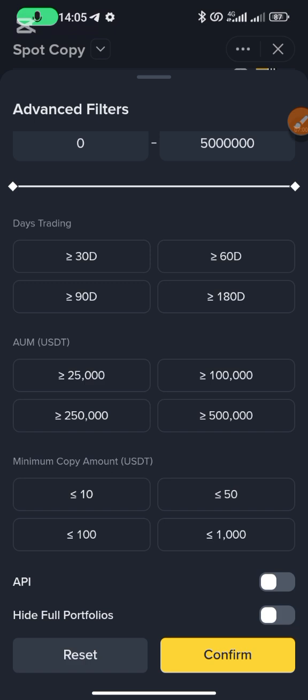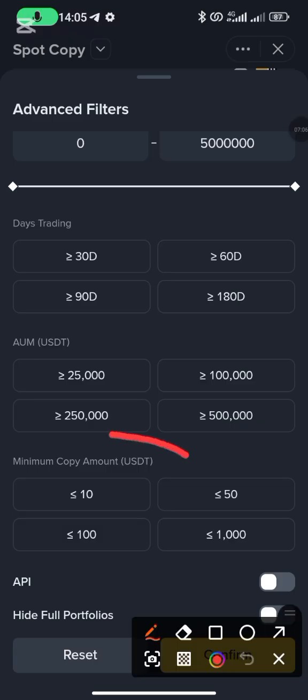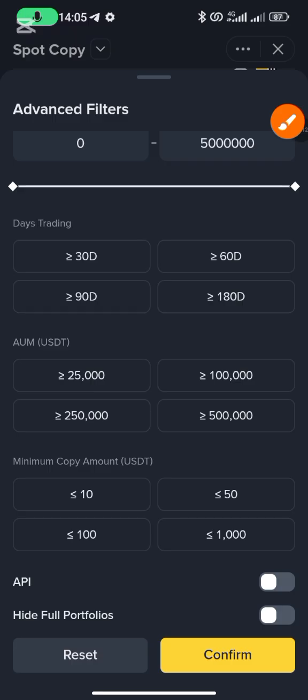Now there is also something else you have to check. If you have a small capital to copy, you can come over here. You see this place, they said minimum copy amount. For people that want to copy with $10, you can say you want to copy with less than or equal to $10. You can click here. That's because not all lead traders allow people to copy them with $10. So you click here to show you only people that can accept you to copy with $10. Okay, so after making all these settings, you just click to confirm it.